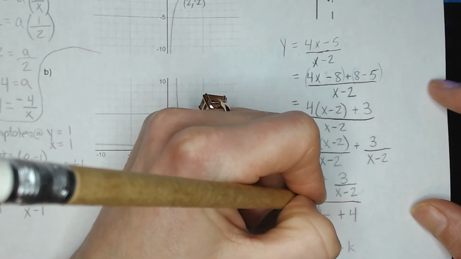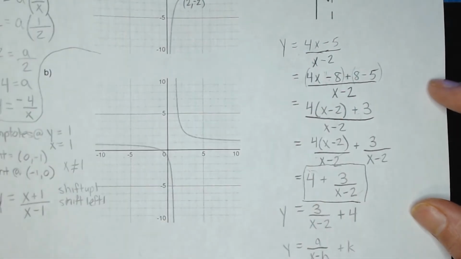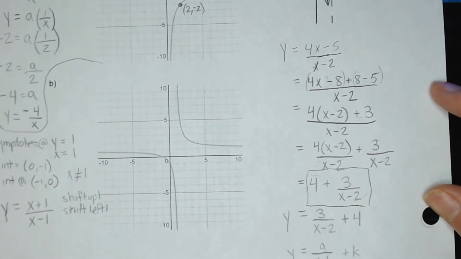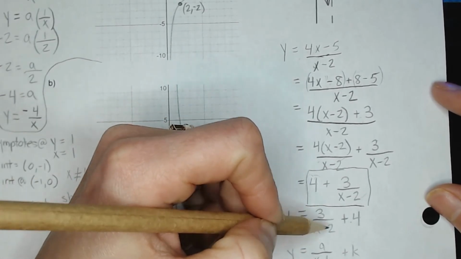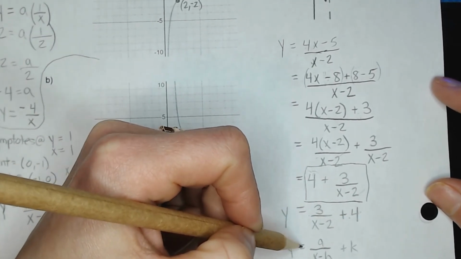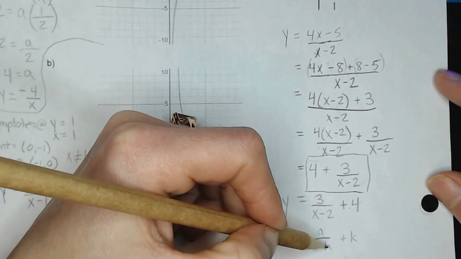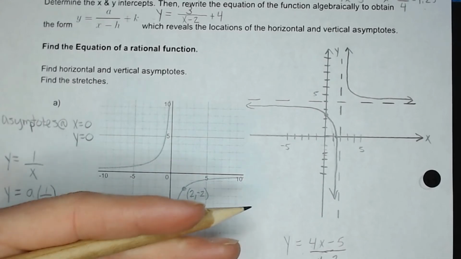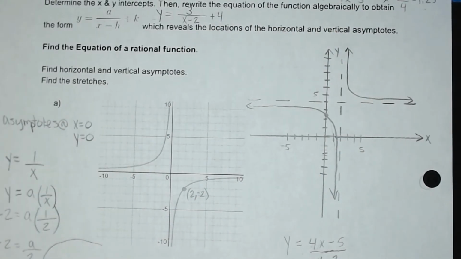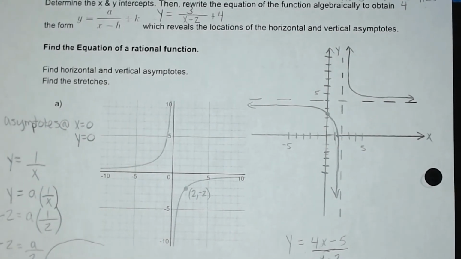Once you're at this format, you don't have to do any more math. You just need to move the numbers around. So be careful of your signs here. Make sure that the signs go with the thing that you're moving. All we did was switch the positions though, 3 over x minus 2 plus 4, and then it is in that y equals a over x minus h plus k format. Once you have that done, it becomes very simple to graph the function that you're given.